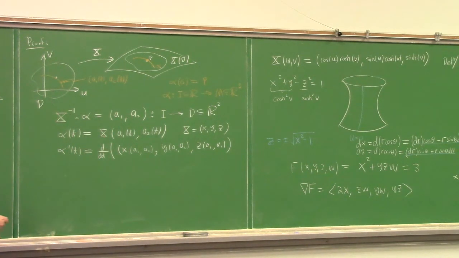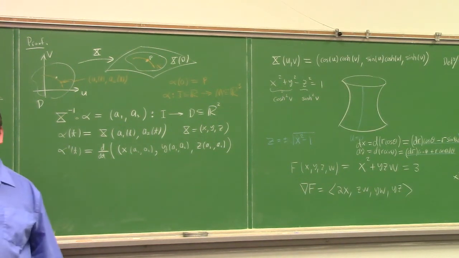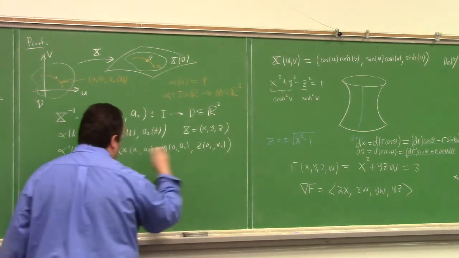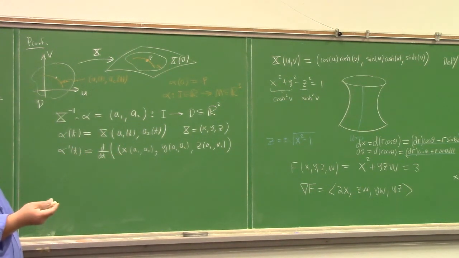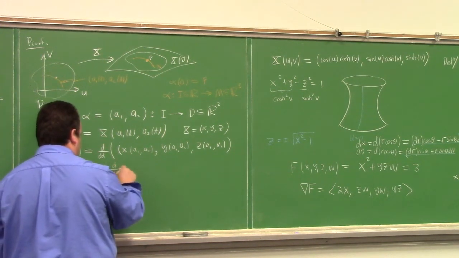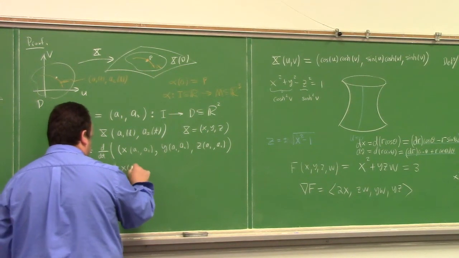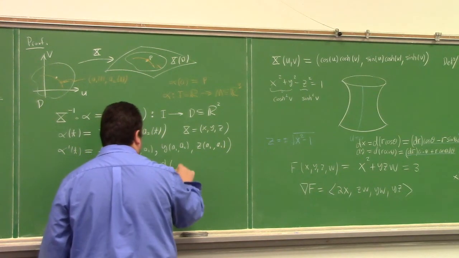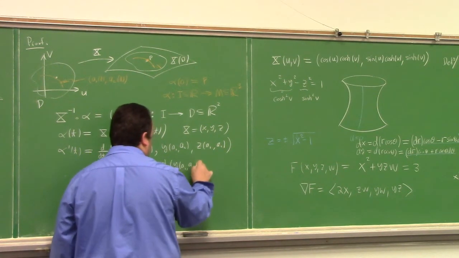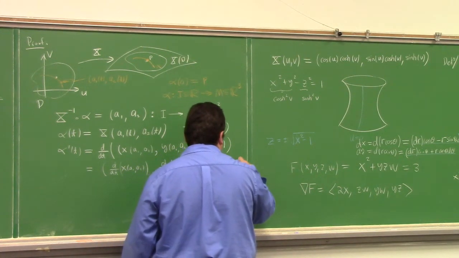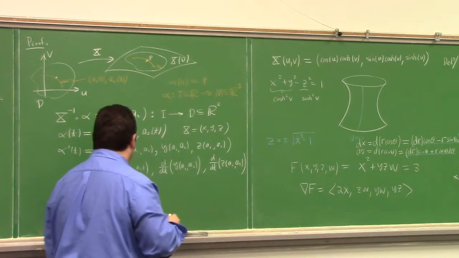But here, the x, the y, and the z are functions of u and v. That's the notation here. So when I take this derivative, I have to do the chain rule. And I have to do the chain rule three times, actually: once for x, once for y, once for z, like so.